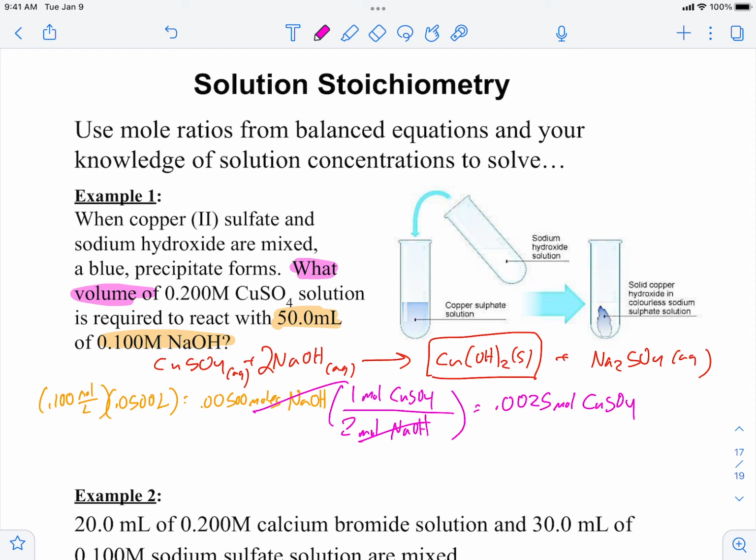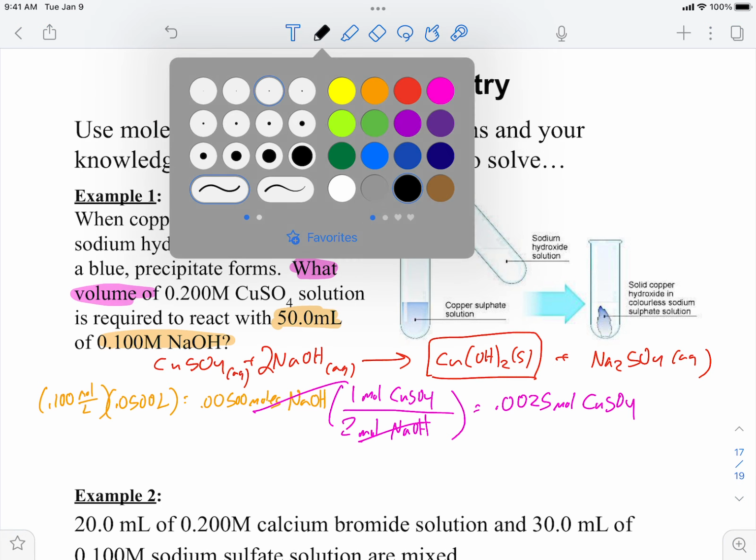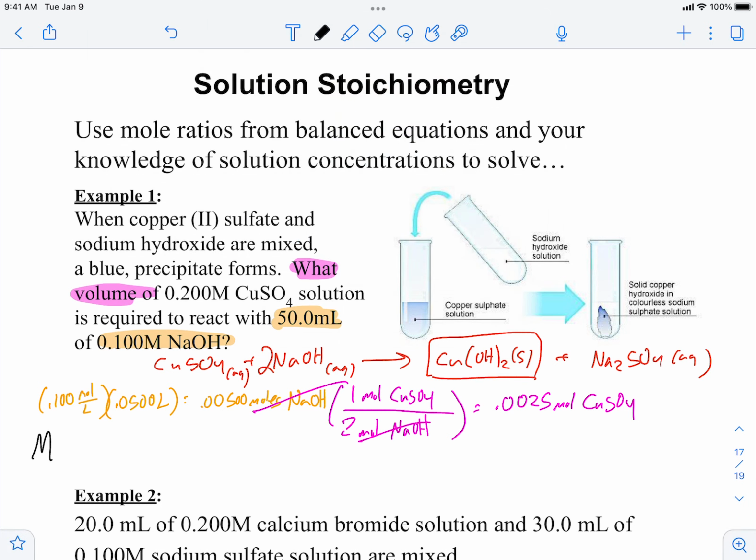The question, though, is asking the volume. Because we already know the molarity of the copper sulfate, and now we know the moles. And they're asking for the volume. So you can go one of two ways here for your work, right? If you know molarity is moles over liter, then you can solve for liters by taking the moles and dividing by the molarity, right? Or you can just use dimensional analysis.